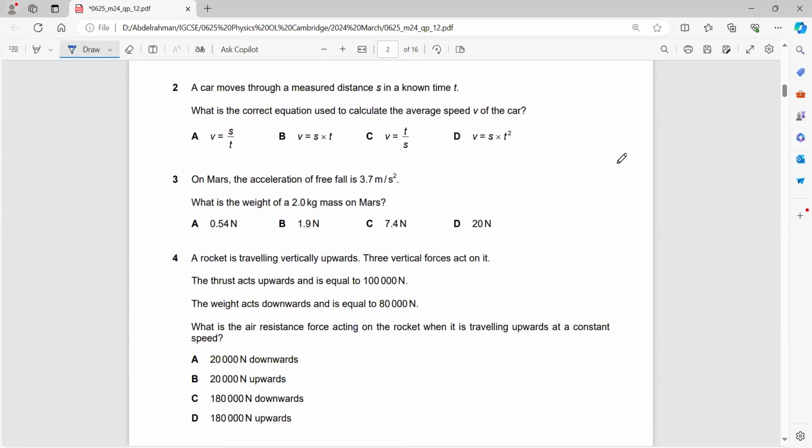A car moves through a measured distance s. Distance is s and the time is t. So speed equals distance over time, s over t.